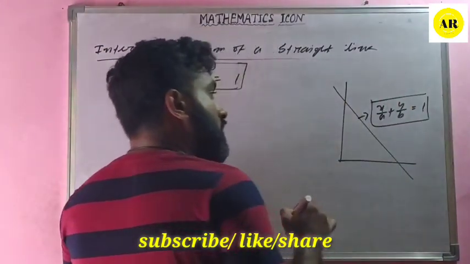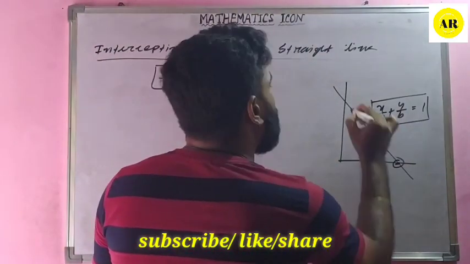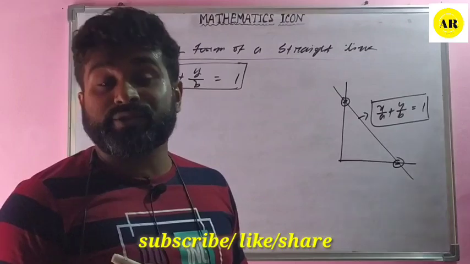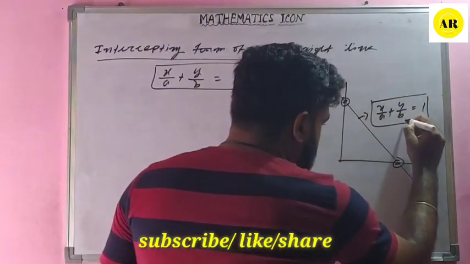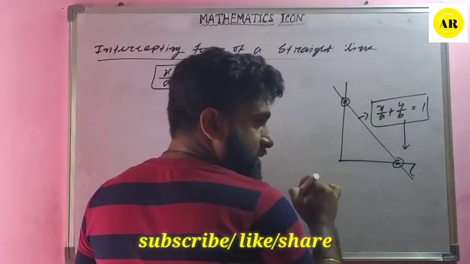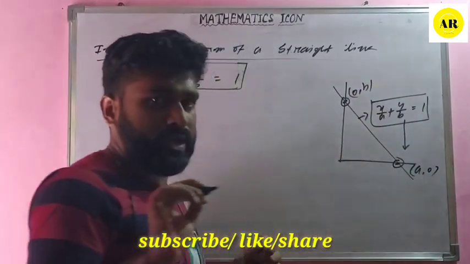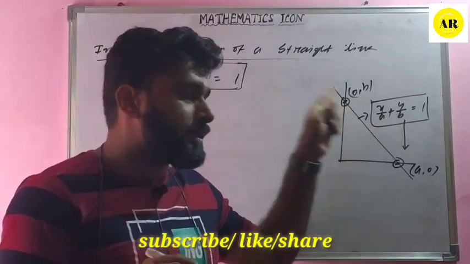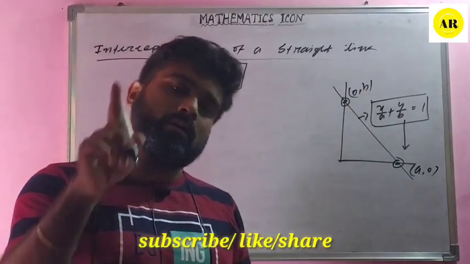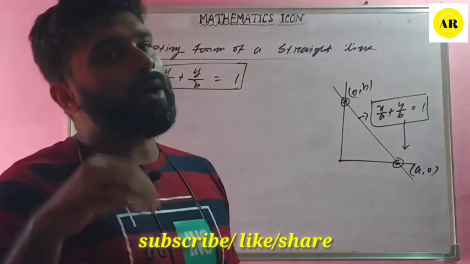After using this formation, two intersecting points will be there. And what will be the coordinates of these two intersecting points? That is the main question. According to this formation, the intersecting points on the x-axis and y-axis are a comma 0 and 0 comma b. Whenever the straight line formation is like that, the intersecting point will be a comma 0 on the x-axis and 0 comma b on the y-axis. On the x-axis it will be a comma 0 and on the y-axis it will be 0 comma b.